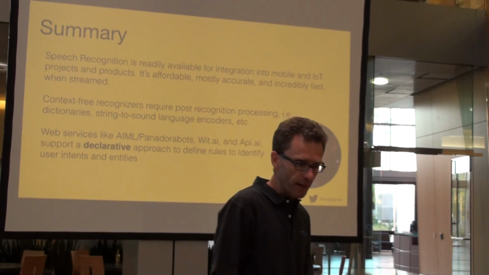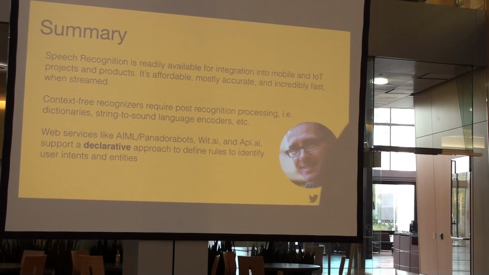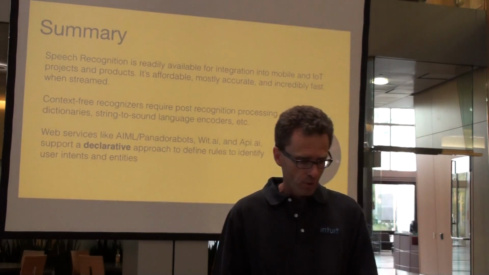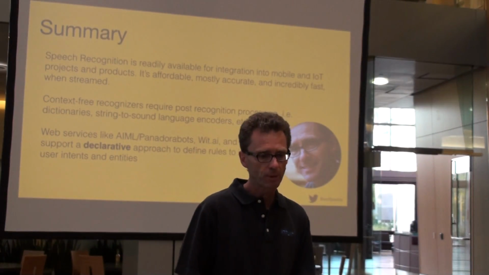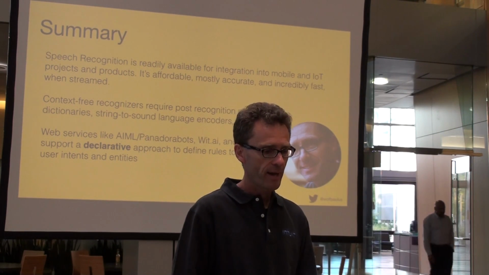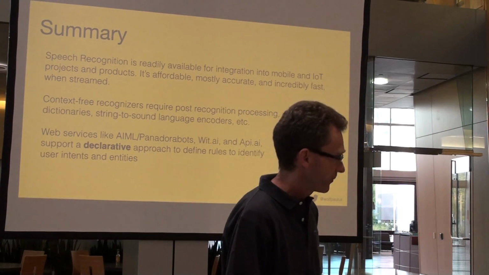So, summary of that part: speech recognition, I think, is readily available, and it's all up to us to build solutions that work with speech recognition and make the user's life a little easier, especially on a mobile phone where tapping and interaction is not as rich as we would like it to be. So we have context-free recognizers from Google, and there are new services from companies like Wit AI and API AI, and also a declarative approach with AIML.